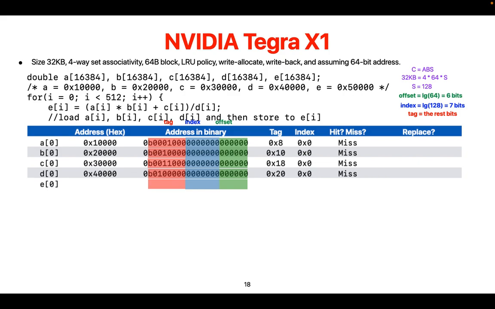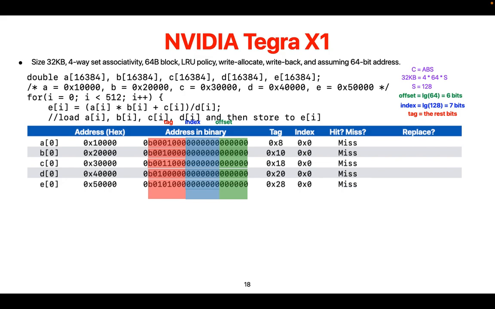So now I have E0. What's the index? 50,000, partition it, 28, index 0. Hit or miss? Do I have to replace anyone when I want to have this block in? Yes. Why? Because we can only accommodate up to 4 blocks within a set, given this is a 4-way associativity cache.